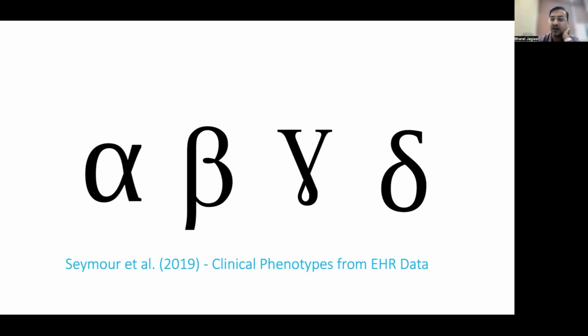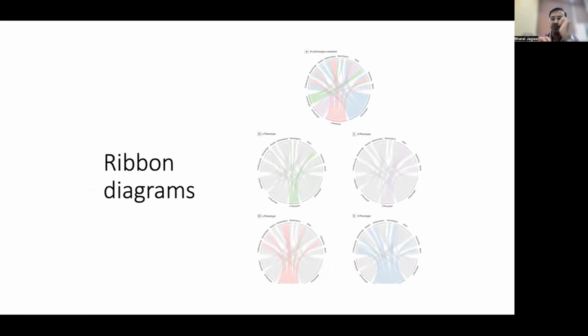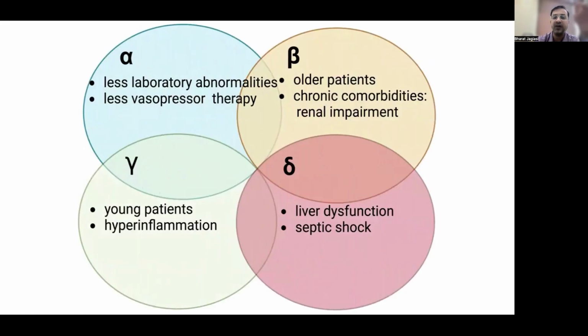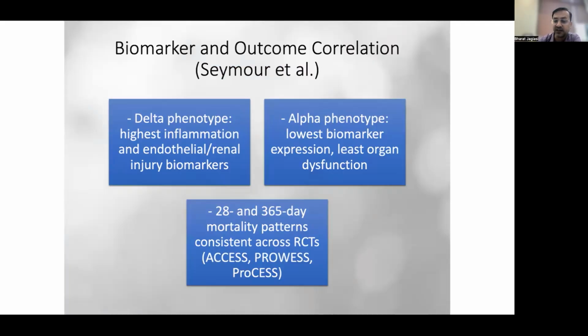We had this study presented by Seymour et al., and they classified clinical phenotypes on EHR data, that is, electronic health record. They classified them as alpha, beta, gamma, and delta. In the ribbon diagrams, alpha had fewer laboratory abnormalities and less vasopressor therapy. Beta were mostly older patients with chronic comorbidities, and the most common organ involved was the renal, that is, the kidney. Gamma was a young patient with hyperinflammation. Delta was a patient with liver dysfunction and septic shock.